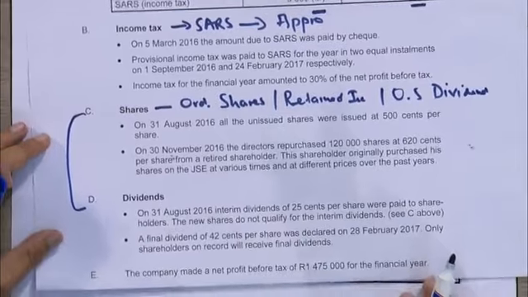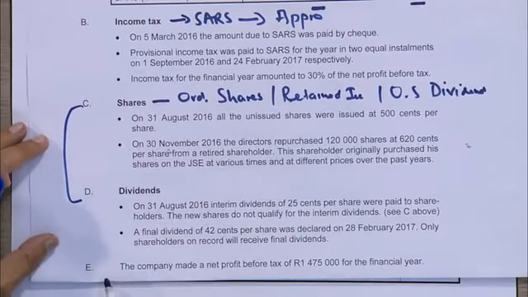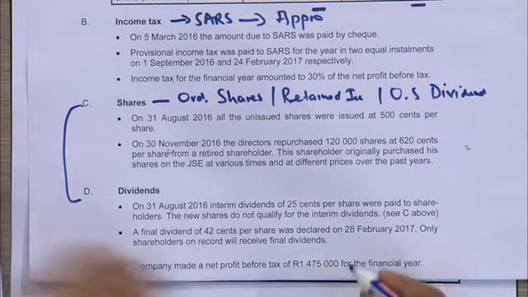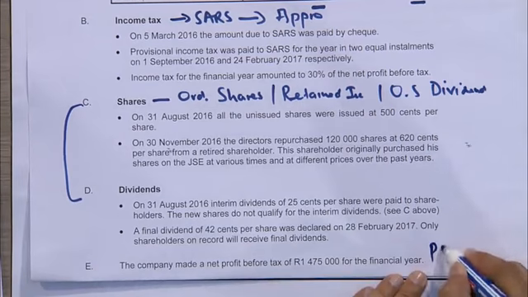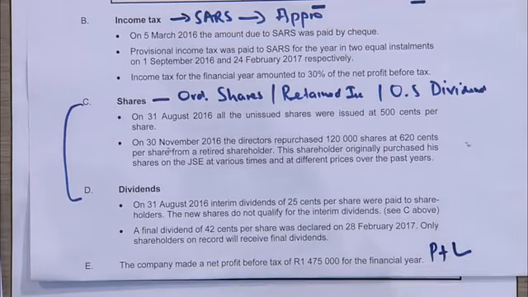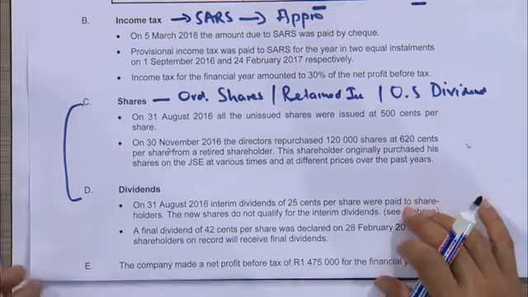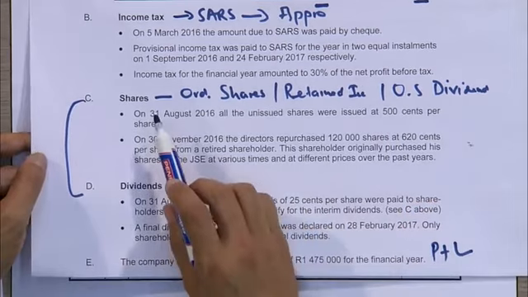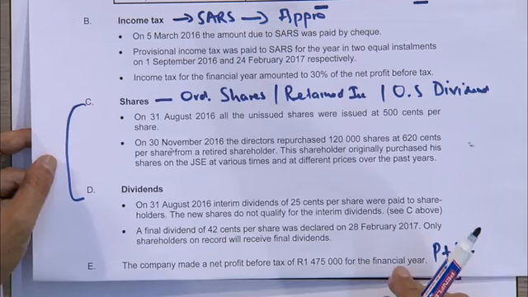Then right at the bottom, it says the company made a net profit before tax of 1,475,000 for the financial year. In other words, that is the figure that we calculated in the profit and loss account. So let's see what happens. The first account that they want is they want us to complete the ordinary share capital account.